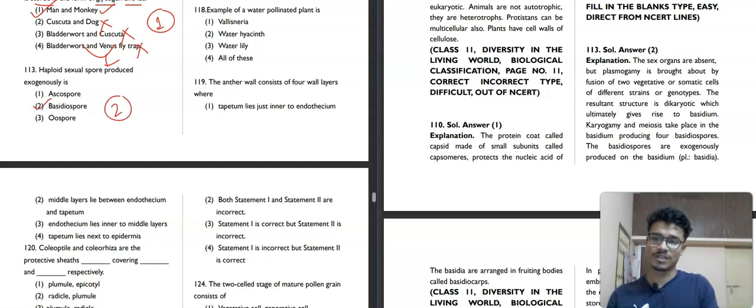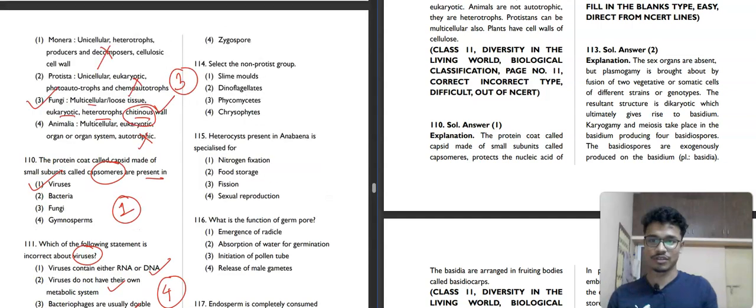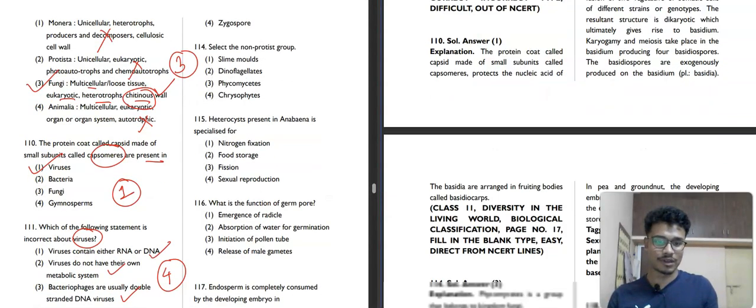So what are the informations you get here? That sexual spore should be haploid, that means it is only present, and exogenously it is produced, that is the option basidiospore. Now we will move towards the next question, question number 114.